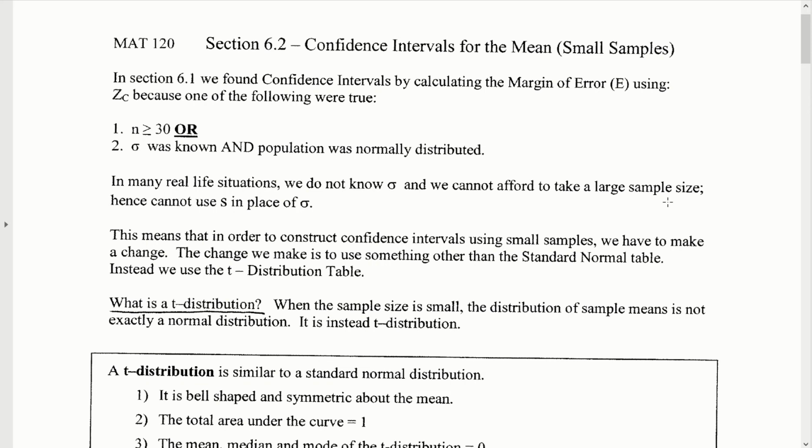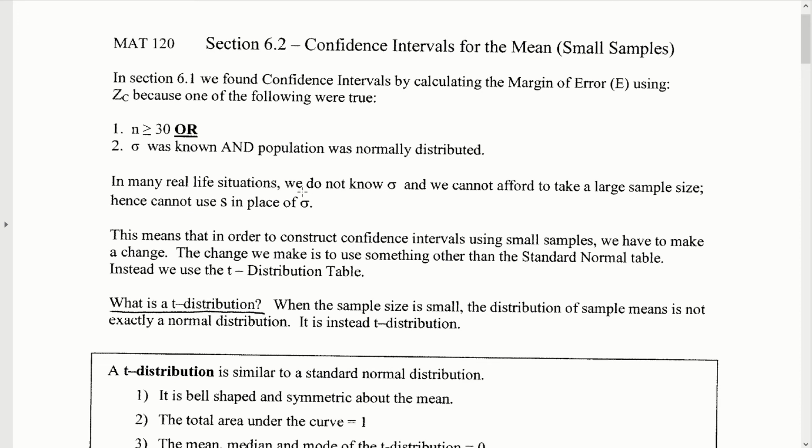In the next section, 6.2, we're going to look at confidence intervals for means with small samples. In 6.1, we found confidence intervals by calculating the margin of error E using Zc because one of the following was true. Either the sample size was 30 or more, in which case the central limit theorem applied, or we knew the population standard deviation, sigma, and the population from which we were sampling was normally distributed.